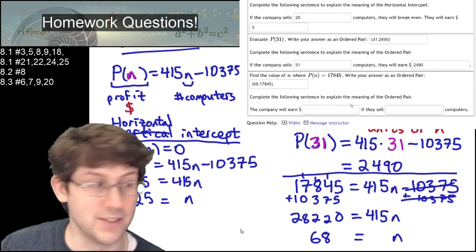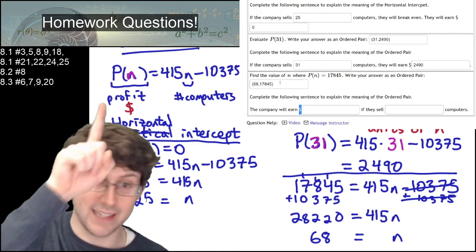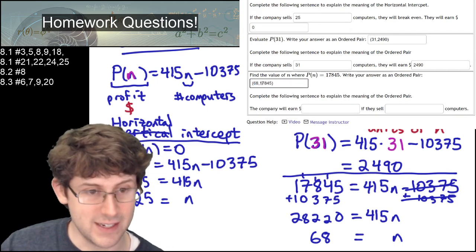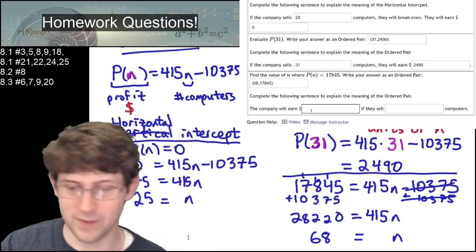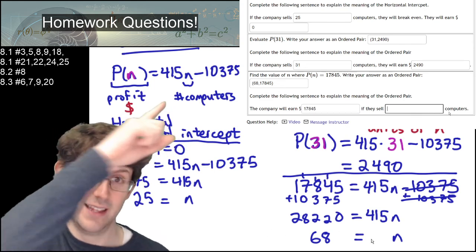Then complete the sentence to explain the meaning. Again, the dollar amount is the P of n, that's the output. So the dollar amount is always the y value, like the output value. Where the number of computers they sell is the n, that's the input.